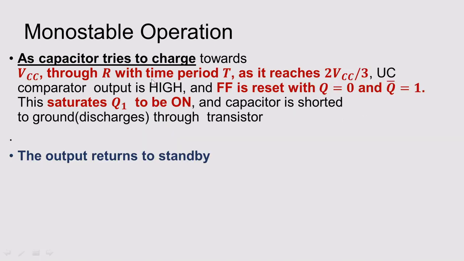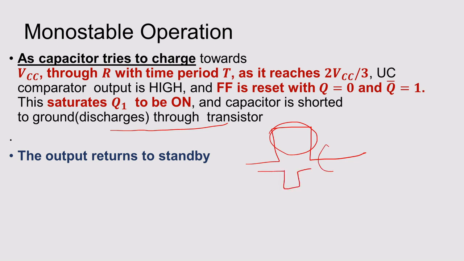In the next state, when the capacitor tries to charge towards VCC and reaches 2/3 VCC, the upper comparator will be on. The flip-flop resets, Q to 0 and Q bar to 1. Then the transistor is shorted again, and the capacitor discharges through this transistor. So this is the complete working process. This is the output with respect to the trigger.